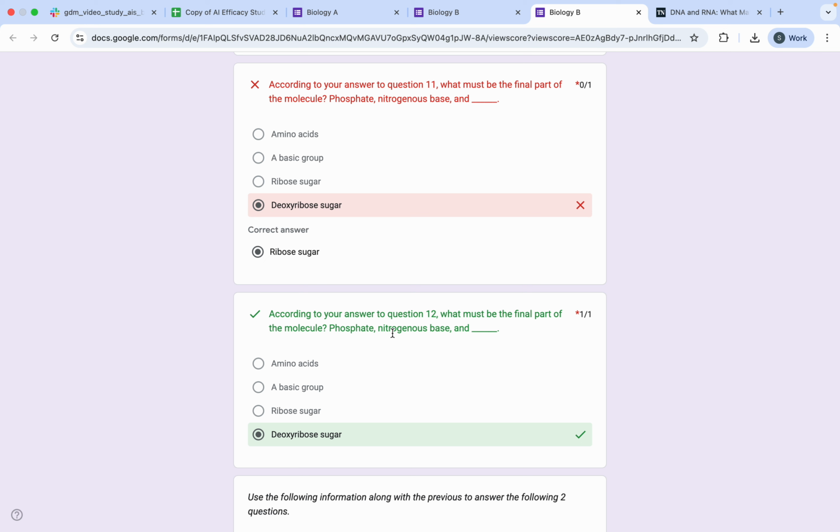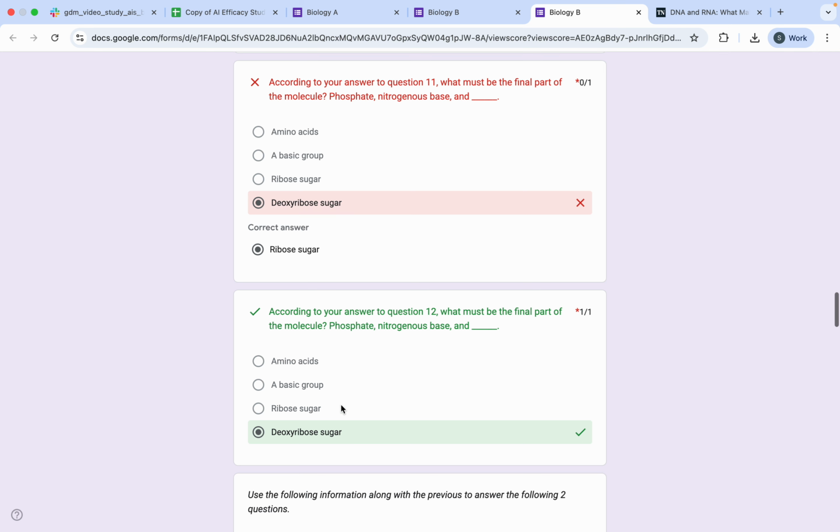According to the answer to question 12, what must be the final part of the molecule? Phosphate, nitrogenous base, and deoxy sugar, which is correct.